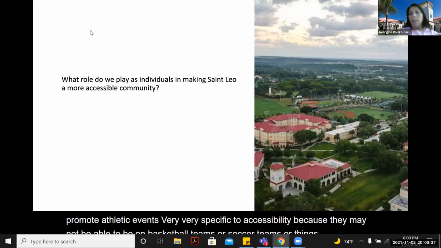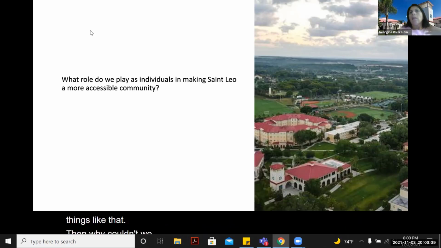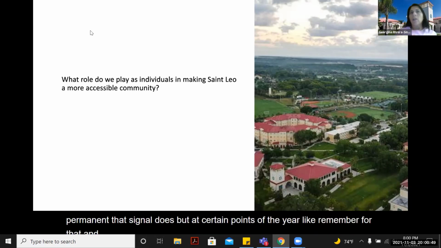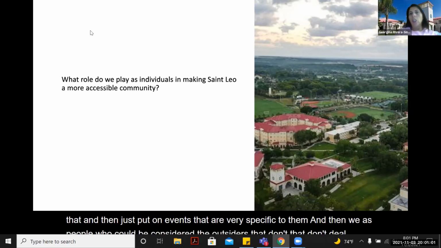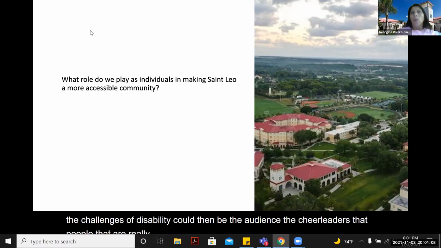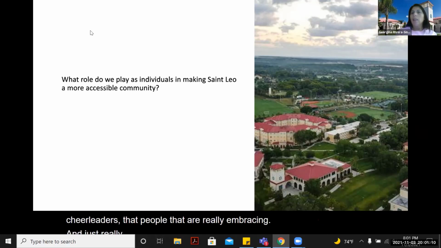But why couldn't we create, it doesn't even have to be something permanent that St. Leo does, but at certain points of the year, like remember that, and then just put on events that are very specific to them. And then we, as people who could be considered the outsiders that don't deal with the challenges of a disability, could then be the audience, the cheerleaders, the people that are really embracing and just really rooting for the kids, for our students.